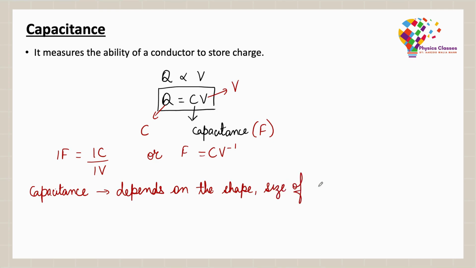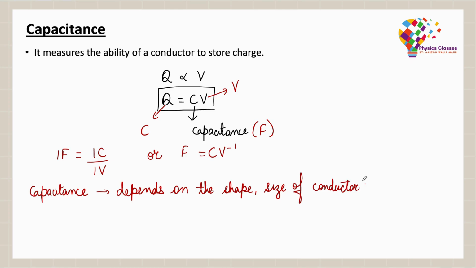Also, it does not depend on the material of the conductor, but yes, it depends on the nature of the medium in which we keep the conductor. So if it's a copper plate, if it's an aluminium plate, it does not depend on that, but in what medium you keep your capacitor, that's what affects it. Like if it is air, or if you have put in some other medium in between, there could be wood, there could be glass, anything. So the medium affects it, but the material of the conductor does not affect it.